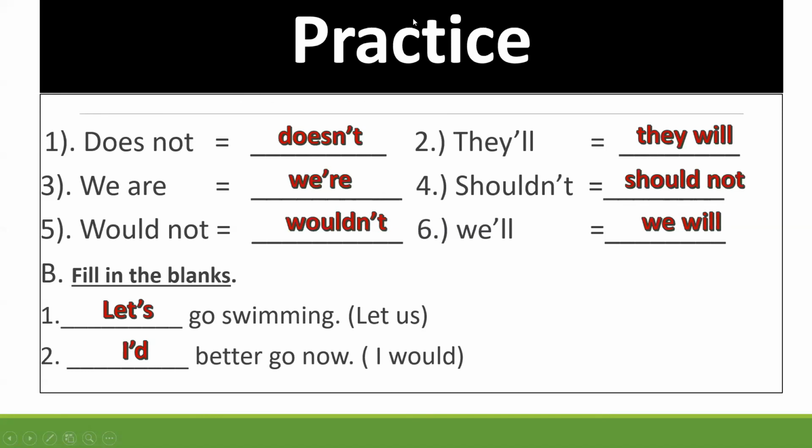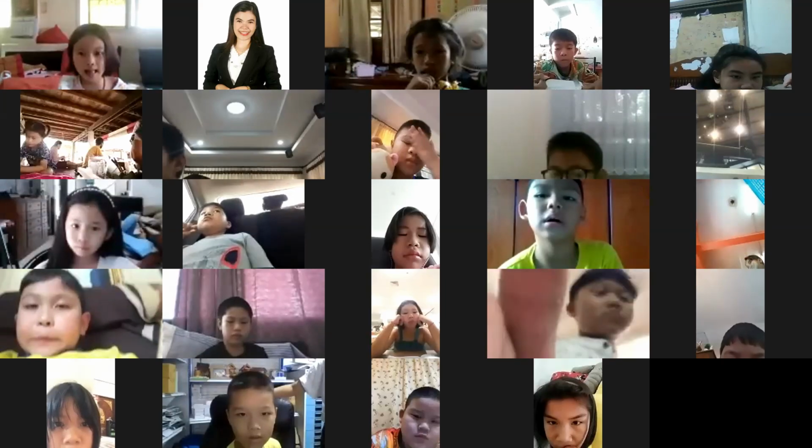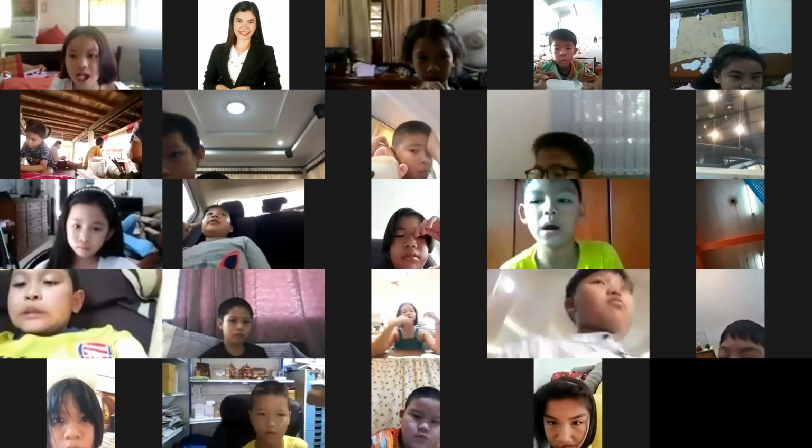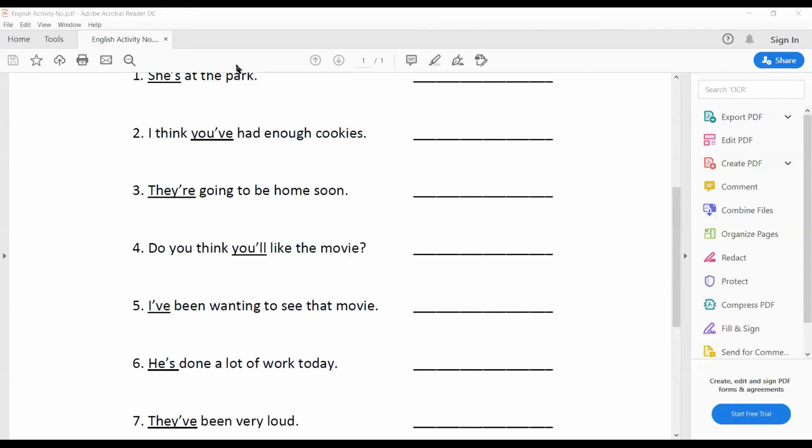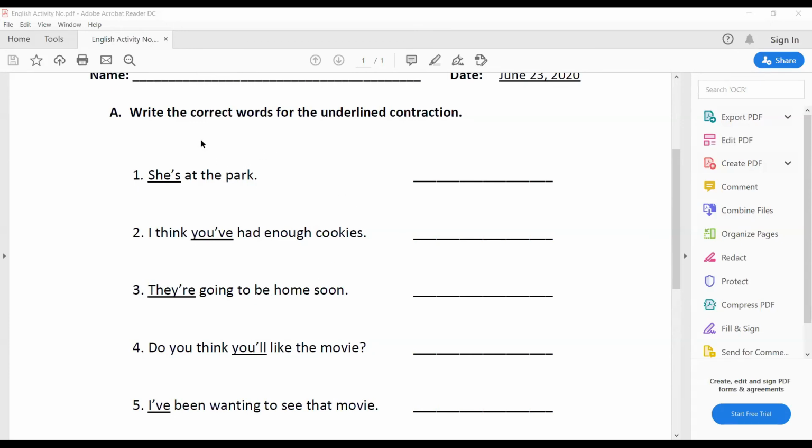We still have 3 minutes. So you have to answer this one. For your activity, write the correct words for the contraction.